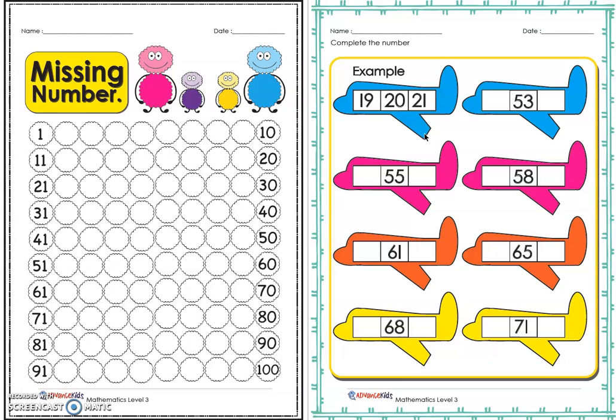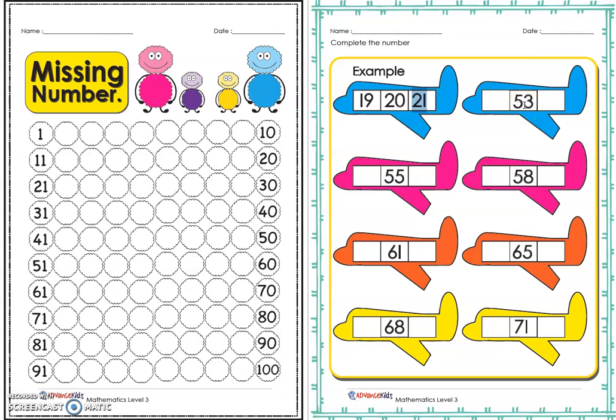Alright, let's continue to page number 2. For page number 2, as you can see at the example, you need to complete the before and after number. Let's see example one. This one is 20. What number before 20? 19, right? Next. What number after 20? It's 21.